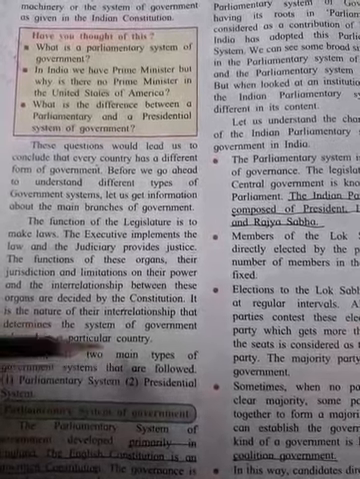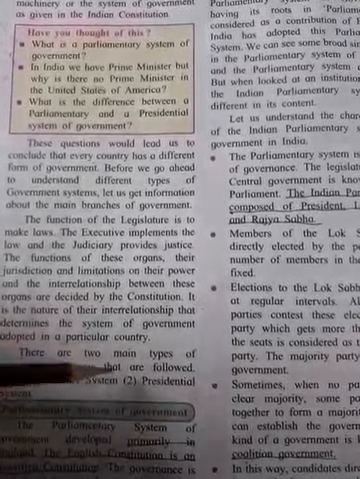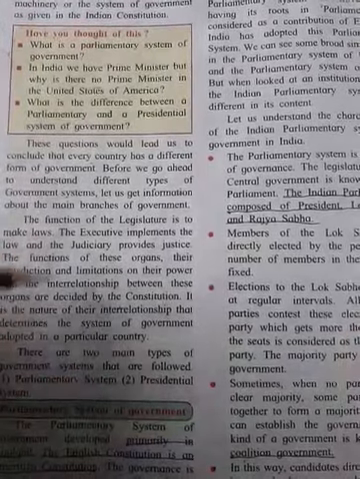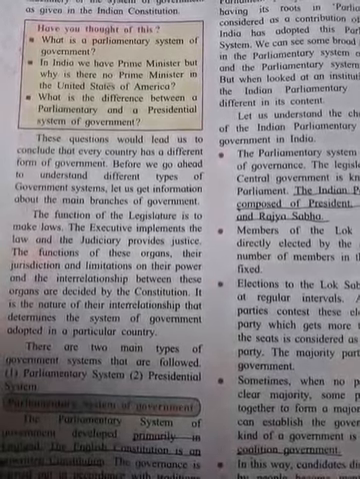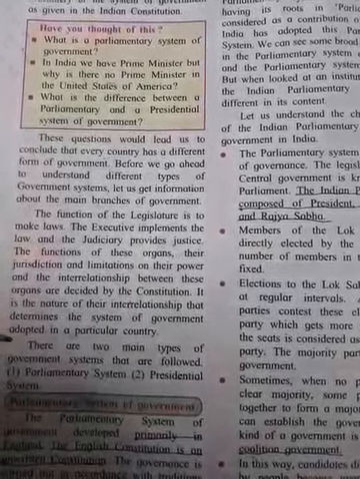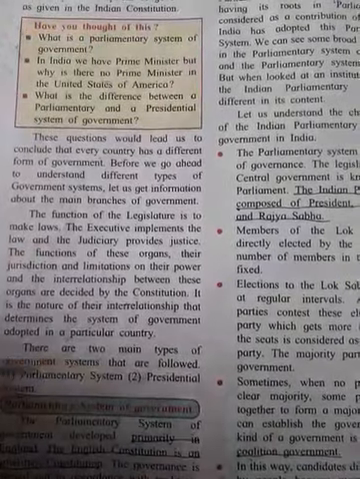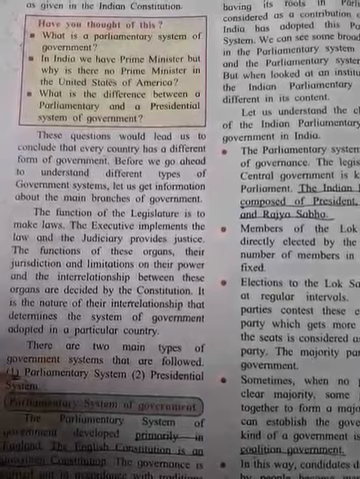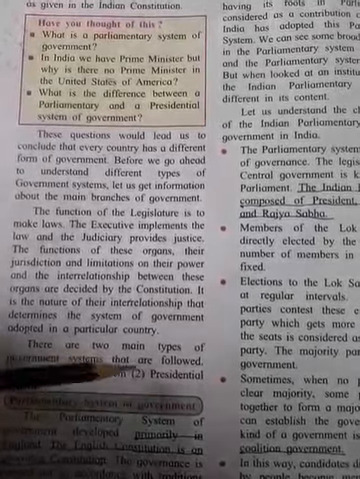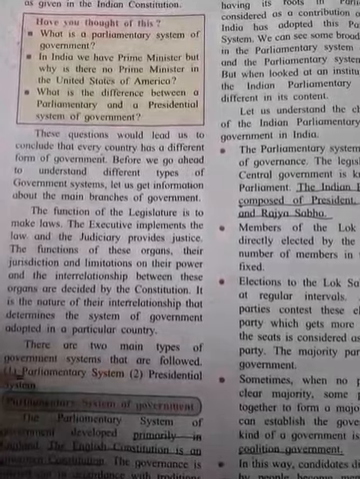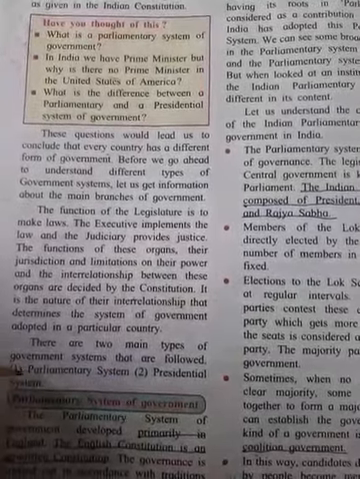Now there are two main types of government system that are followed: the parliamentary system and the presidential system. In this whole lesson we will learn about these two main systems. Our country has adopted the parliamentary system, or the parliamentary democracy. The parliamentary system and the presidential system are the two main types of government system.